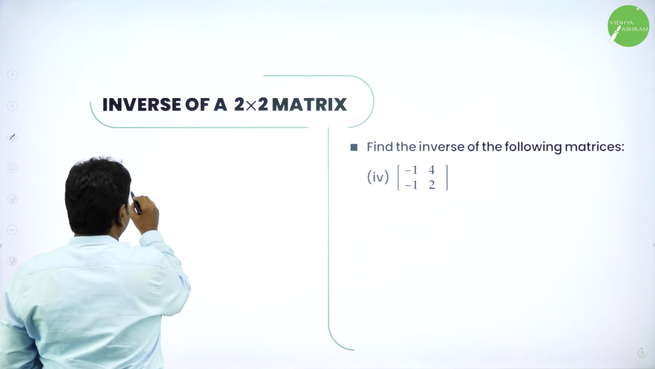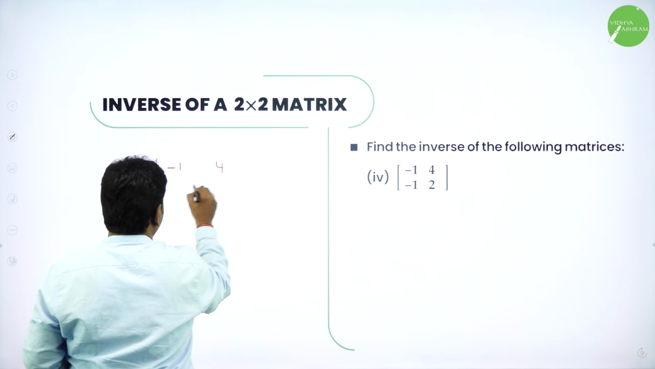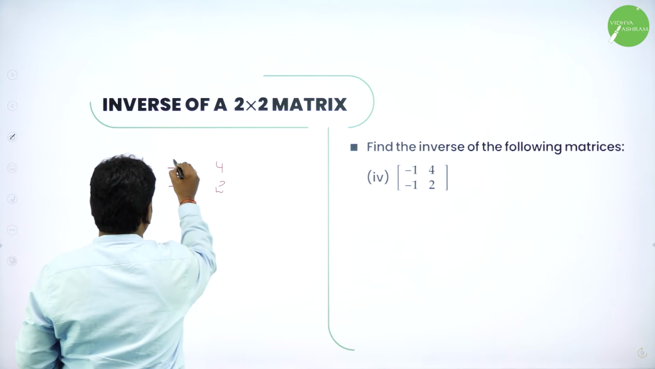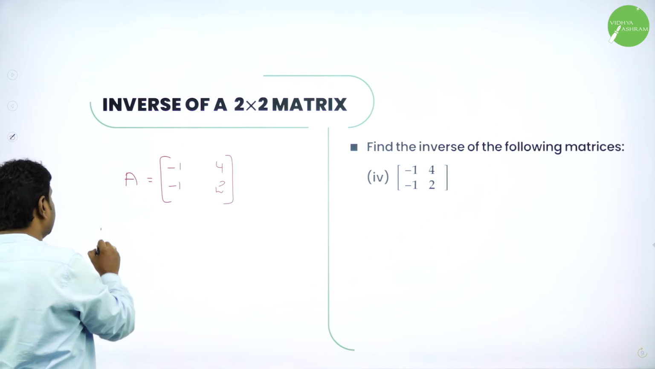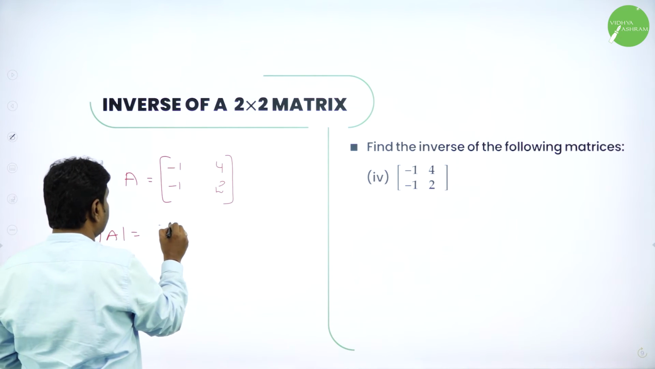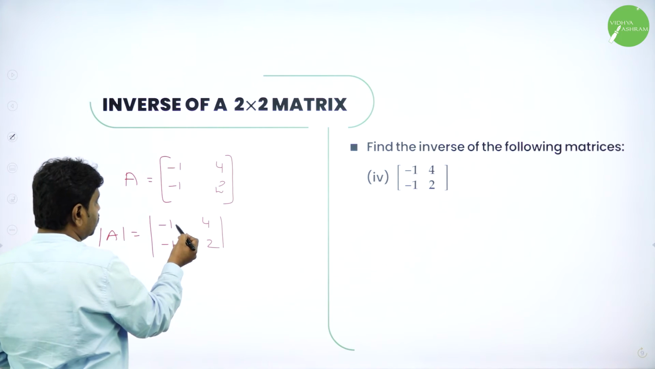Find the inverse of this, fourth one. So how to find inverse of this? First name it as A. A is minus 1, 4, minus 1, 2. What is the first step? Determinant. How to find determinant? Determinant A is equal to the determinant of minus 1, 4, minus 1, 2.